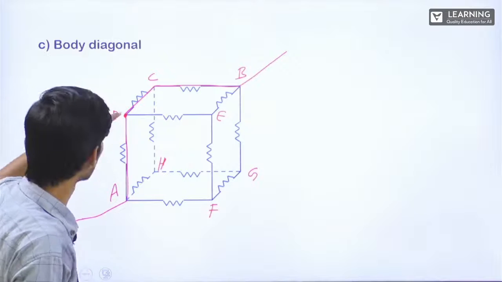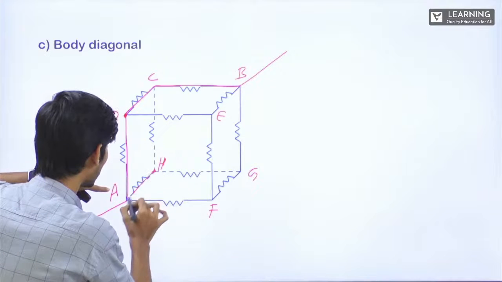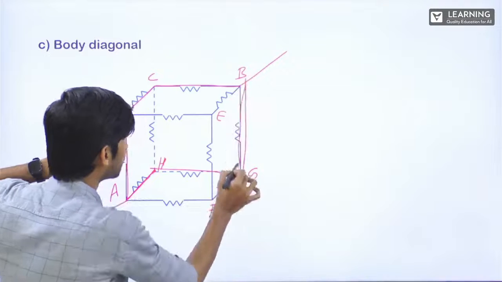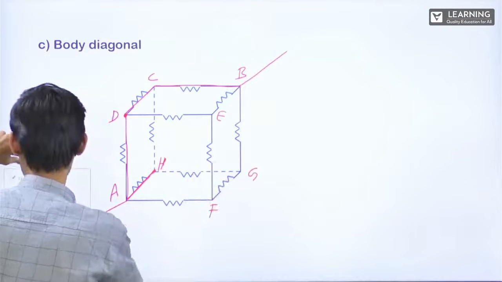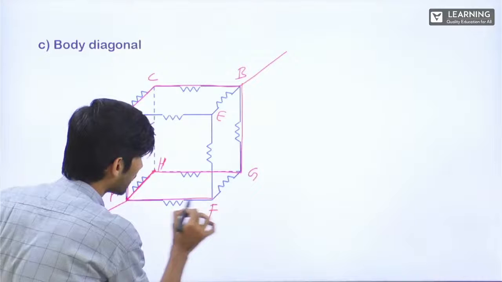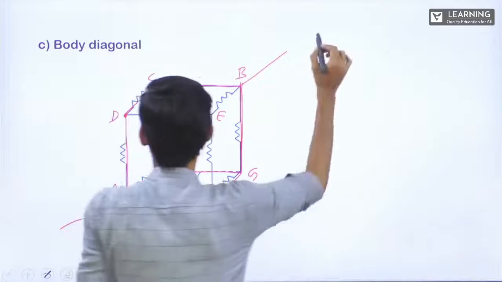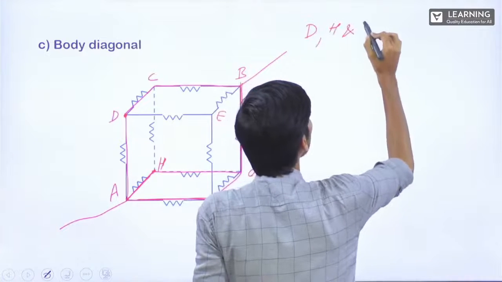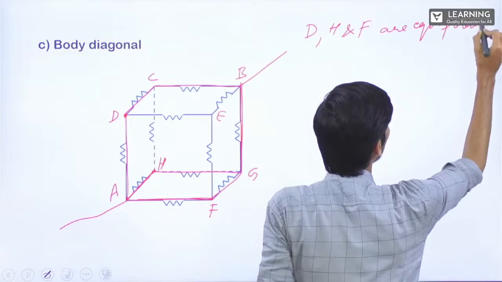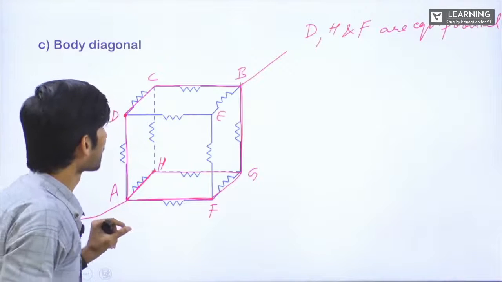Okay, the distance. Another point I have to find with similar distance. So H, if I see, one path from A and 2 from B, so they both are equipotential. If I see F, 1 from A and 2 from B, so that means all these 3 points are equipotential. D, H and F are equipotential. Clear?